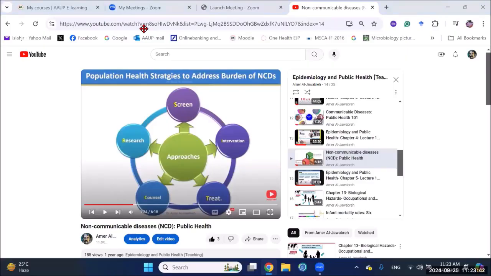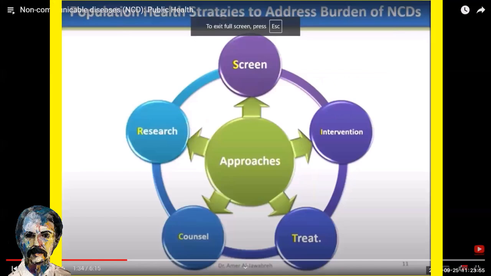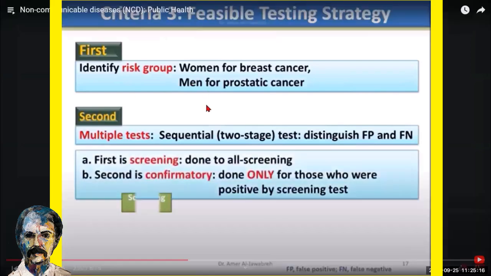Okay, good morning. Today we continue with the chapter NCDs. If you remember last time, these are the 5 strategies that are used to address, combat, or control the NCDs: screening, intervention, treatment, counseling, and research. Still, we are in the screening. Let's continue. We were here last time.